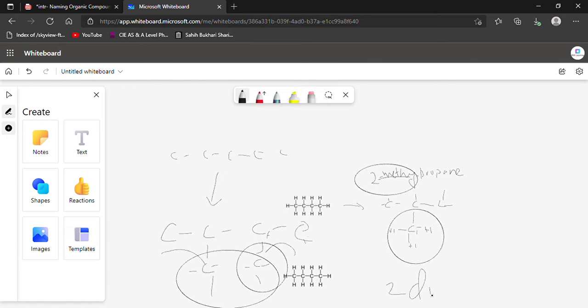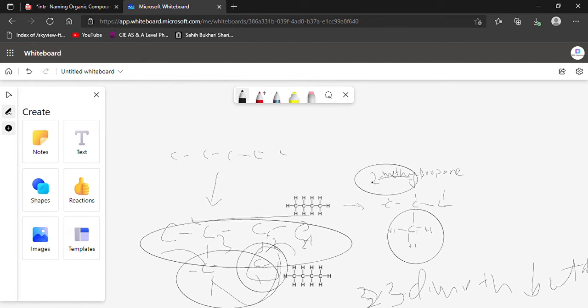So it's dimethyl. Actually, it's 2,3-dimethyl. If we count the carbons from this direction, this is the first carbon, this is the second carbon, and this is the third carbon. For the second carbon we have 2, for the third carbon we have 3, and for having 2 methyl groups we say dimethyl. The main chain consists of 4 carbons, so 2,3-dimethylbutane.